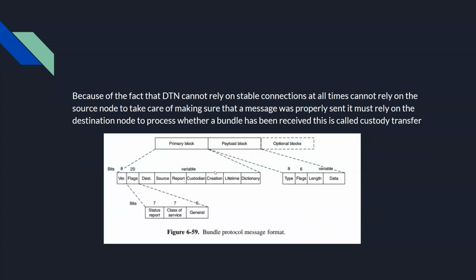Because DTN cannot rely on stable connections at all times, it cannot really rely on the source node to take care of making sure that a message was properly sent. It has to rely on the destination node, or the receiver, to process whether a bundle has been received and received properly. This is called custody transfer.